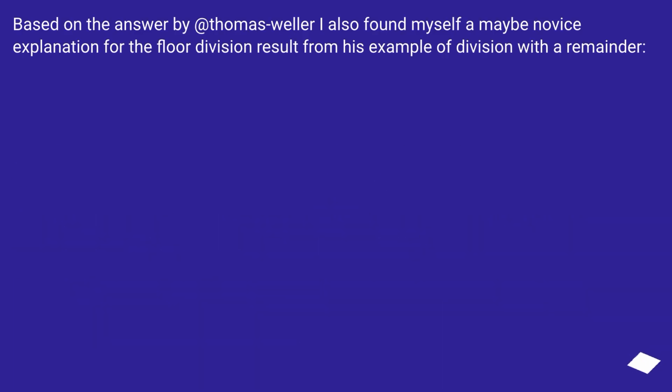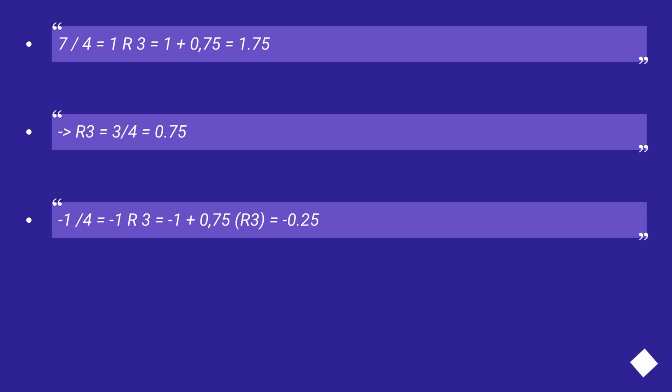Based on the answer by Thomas Weller, I also found myself a maybe novice explanation for the floor division result from his example of division with a remainder. 7/4 = 1 or 3/4 = 1 + 0.75 = 1.75. 3/4 = 0.75. -1/4 = -1 or 3/4 = -1 + 0.75, or 3/4 = -0.25.